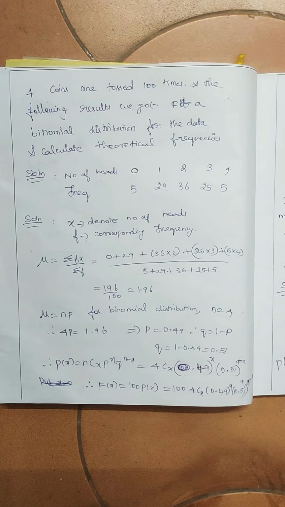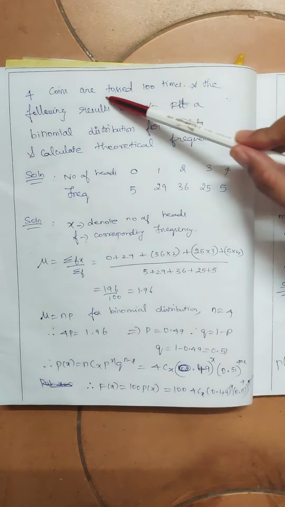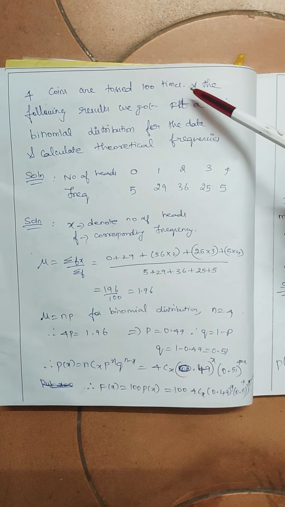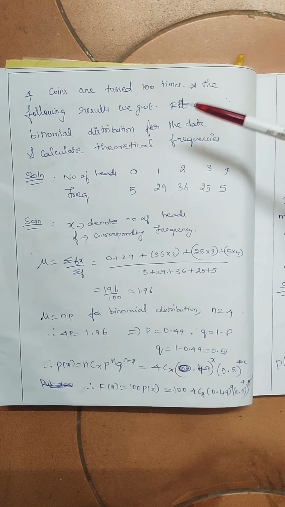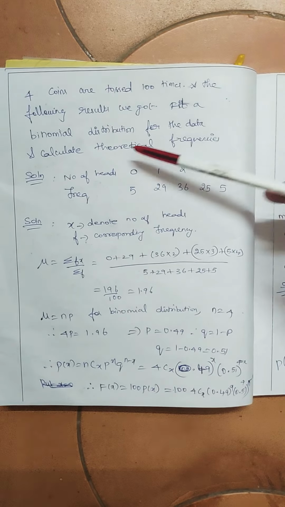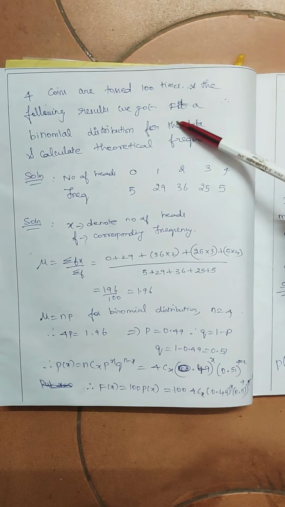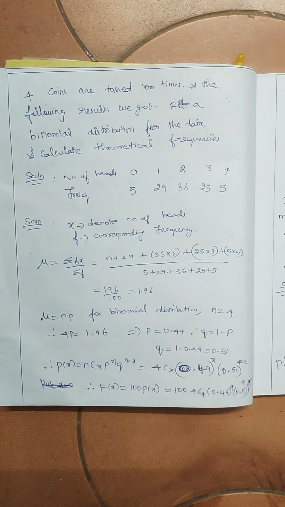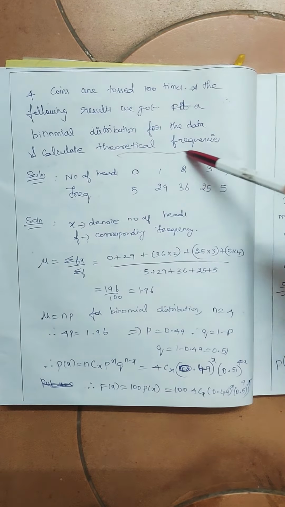Now this is the next question. 4 coins are tossed 100 times. Again, this is a slightly different question from the regular one, and it is a university question. And the following results we got: fit a binomial distribution for the data and calculate theoretical frequencies. So they are asking us to fit a binomial distribution, and theoretical frequency is something new.